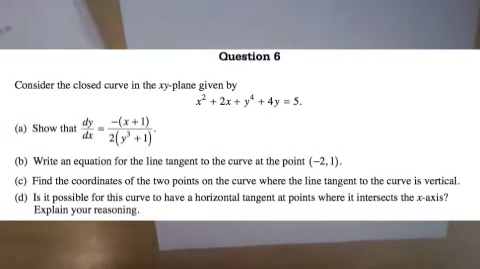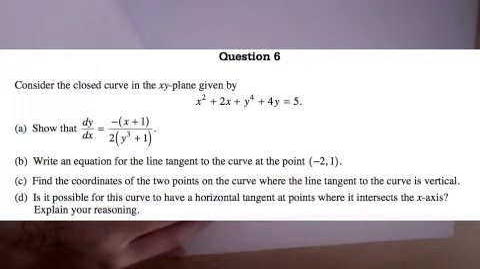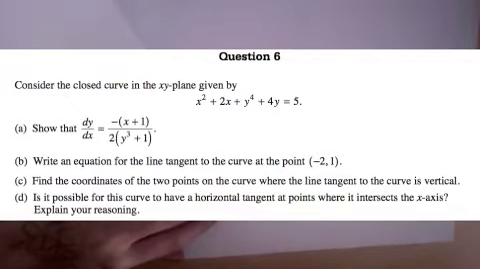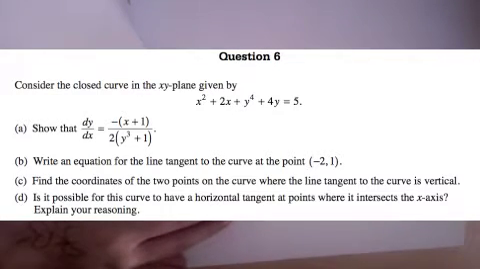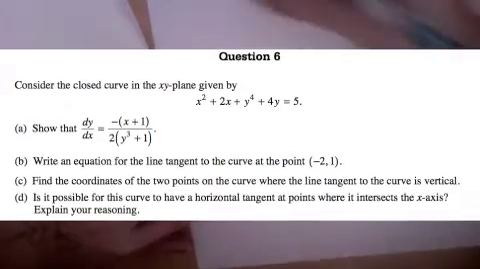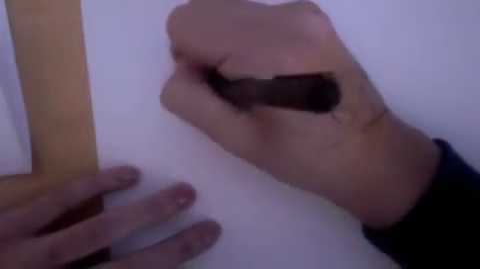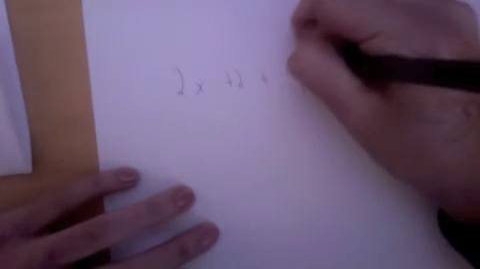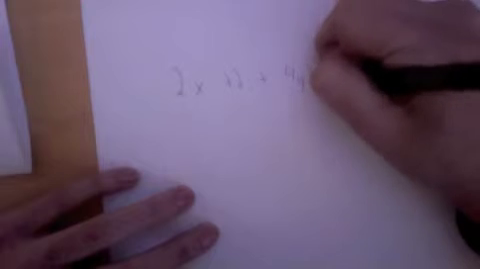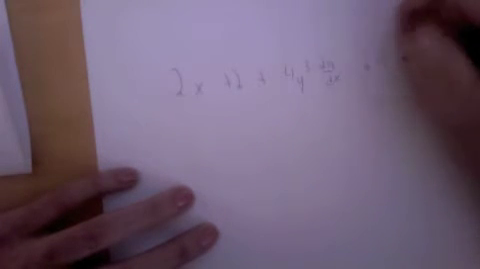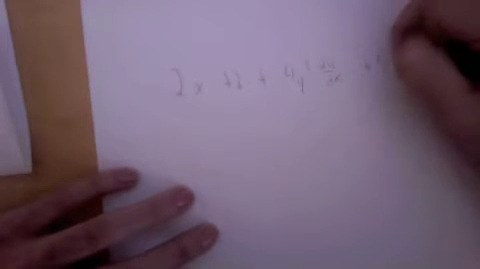Okay, so part A says show that dy/dx equals negative (x plus 1) over (2y to the third plus 1). To do that, we have to use implicit differentiation, so we have to find the derivative. It'd be 2x plus 2 plus 4y to the third dy/dx plus 4 dy/dx equals 0.